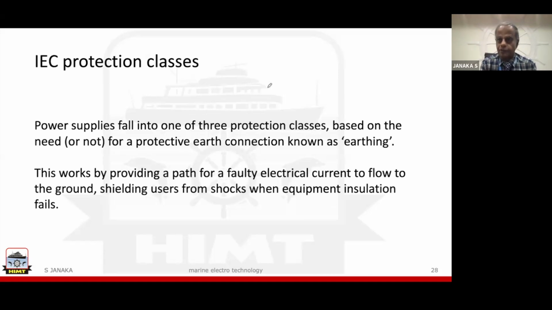So the IEC, which stands for International Electrotechnical Commission, is the regulating authority that gives the regulatory requirements for electrical installations all over the world.